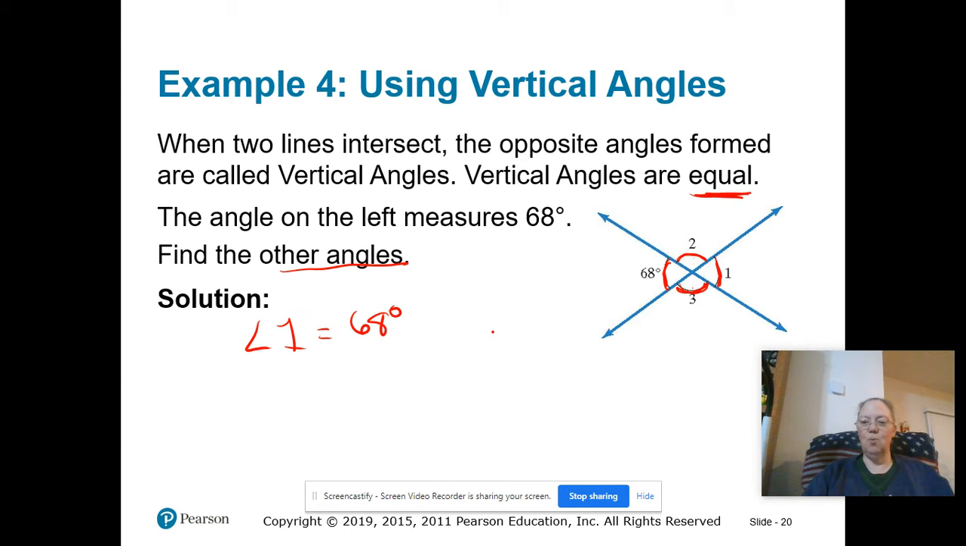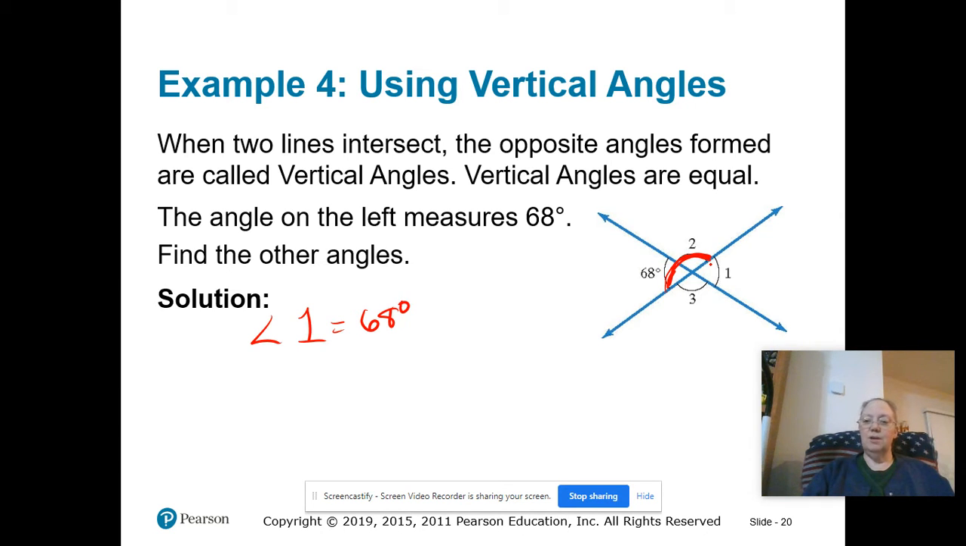Now, this does ask to find the other angles, not just angle 1. It wants 2 and 3 as well. What we know about angles 1 and 2, actually, I'm going to do this. Angle 1 is 68. Let me actually look at this one right here. Doesn't really matter.